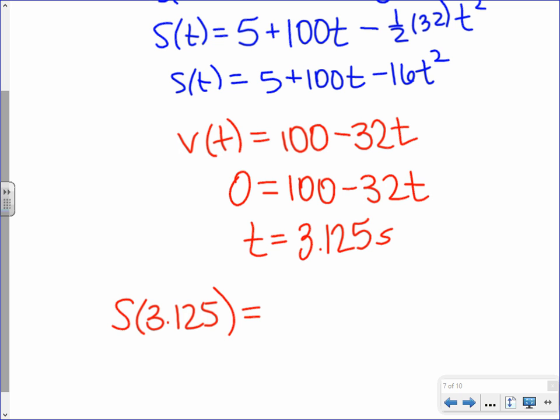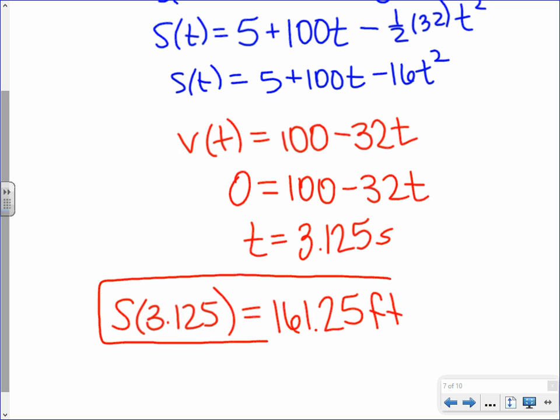Isaac, what did you get? 161.25. Okay, the ball will go 161.25 feet. That's a lot of feet for a baseball. Good job, Dave.